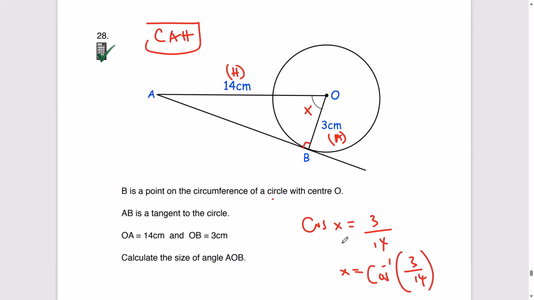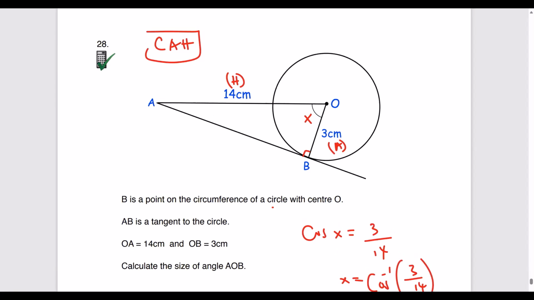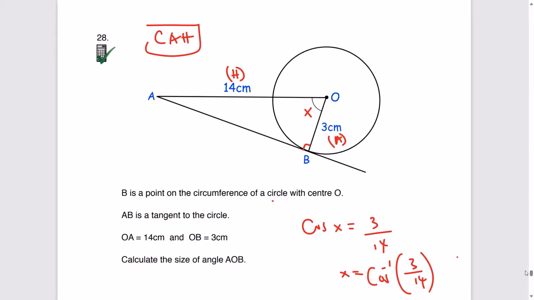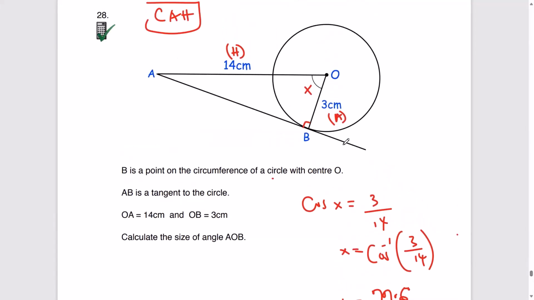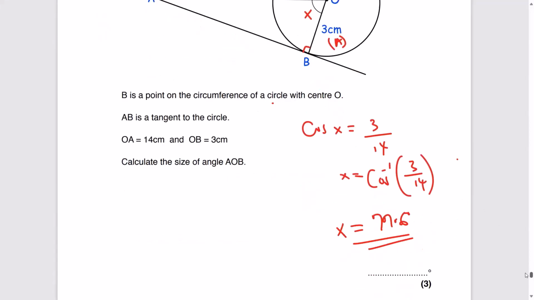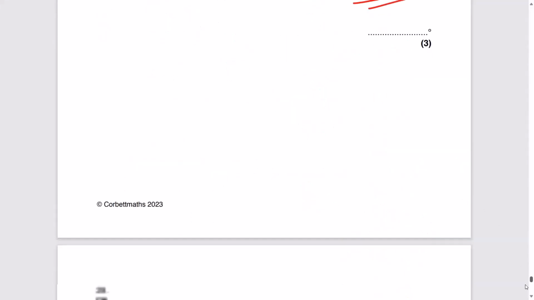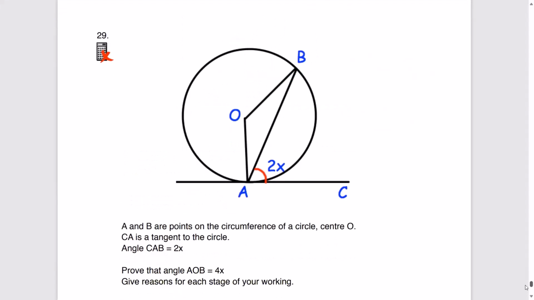And if you do that with your calculator, the cos inverse of 3 divided by 14, you get 77.6 degrees. What did you guys answer? I got 77.6. Good, that's the correct answer. And then the last question.